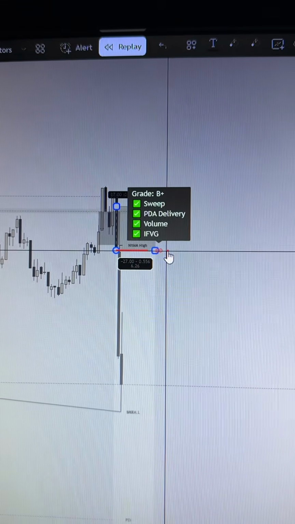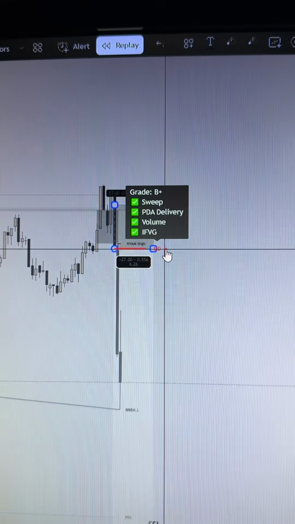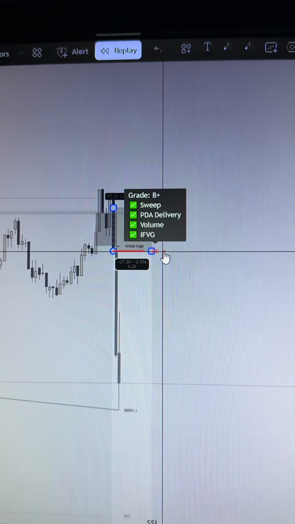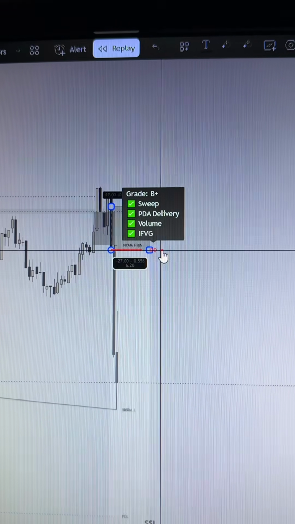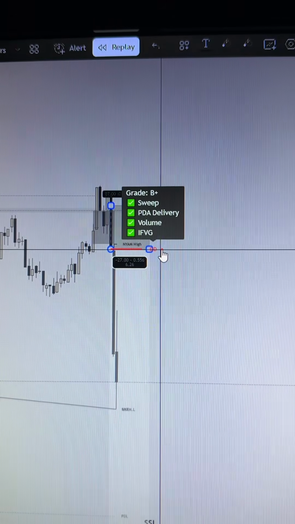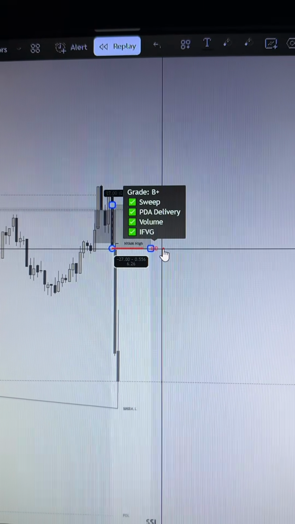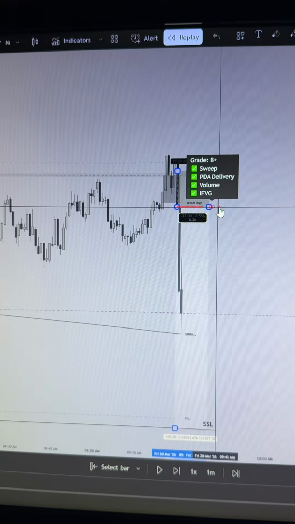Now, when you hover your mouse over every single entry signal, you see that every single setup is given its own unique grade. So this setup was rated a B+. We had a sweep of internal range liquidity, we were delivering from a high time frame fair value gap, and we had an IFG candle close with volume. So I'm going to show you exactly what that looks like on the chart.